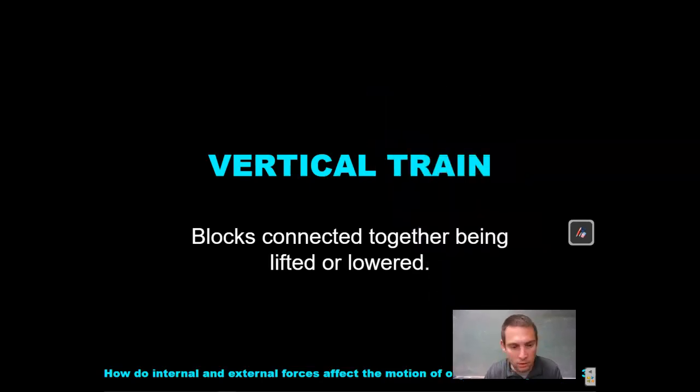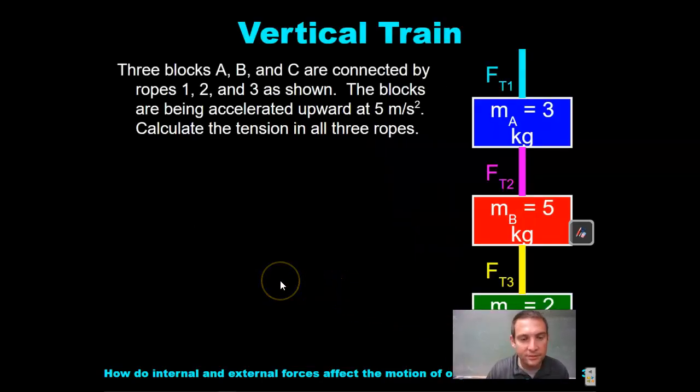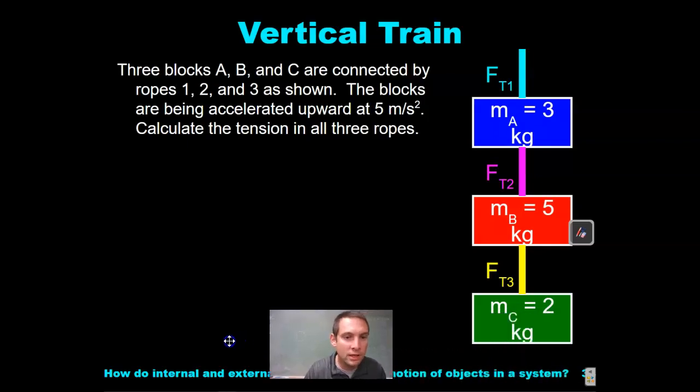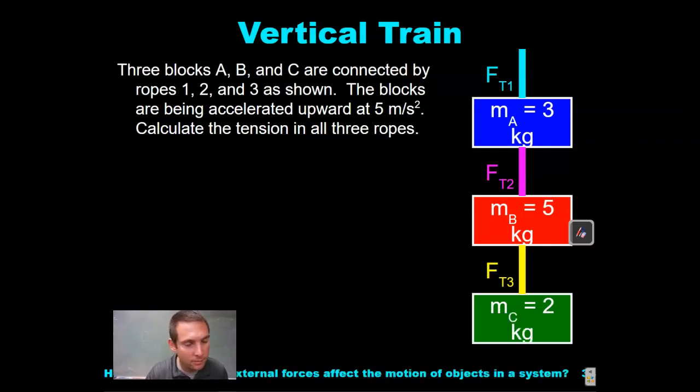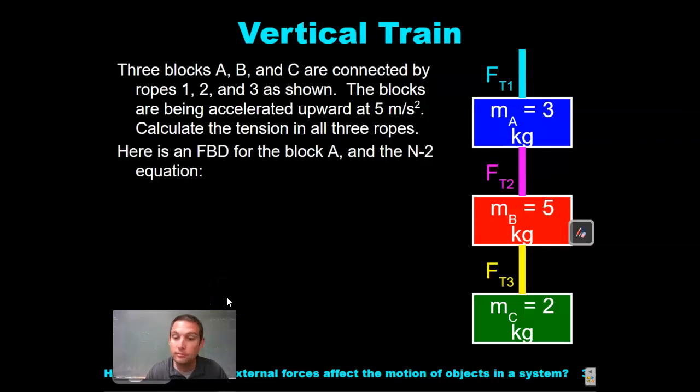Vertical train. Blocks connected together being lifted or lowered. Considering 3 blocks, A, B, and C are connected by ropes 1, 2, and 3 as shown. The blocks are being accelerated upwards at 5 meters per second squared. Calculate the tension in all 3 ropes.